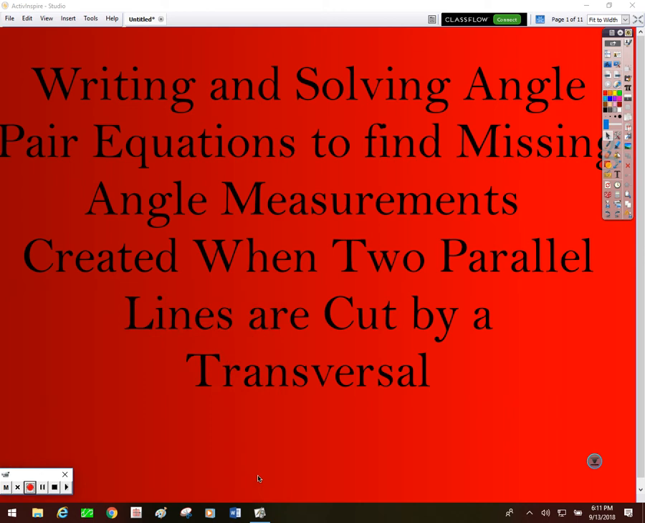Today we're going to look at writing and solving angle pair equations in order to find missing angle measurements. These missing angle measurements are angles that are created when two parallel lines are cut by a transversal. This is just a continuation of what we've been doing.